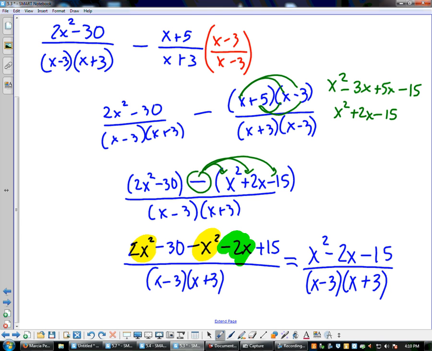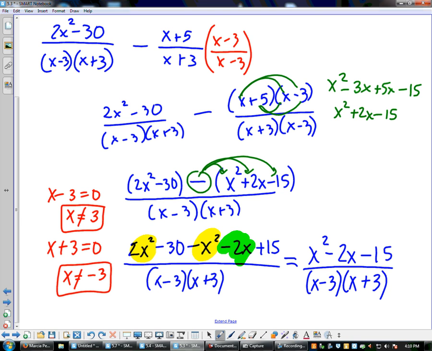Again, making sure to mention what would make that undefined. I want to set x minus 3 equal to 0 and x plus 3 equal to 0. So in this first one, I'll get x cannot equal 3 or it would be undefined. In the second, I'll say x cannot equal negative 3 or my function would be undefined in this one as well. Can that numerator be factored further in that answer?